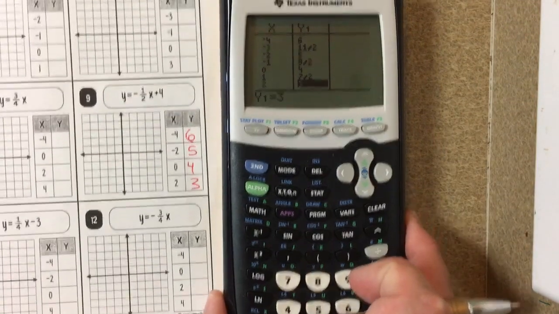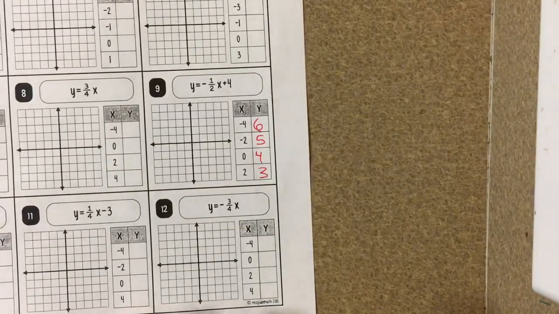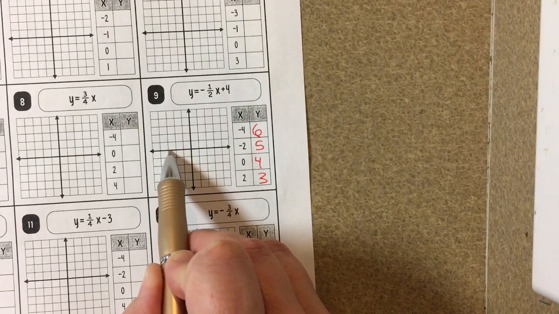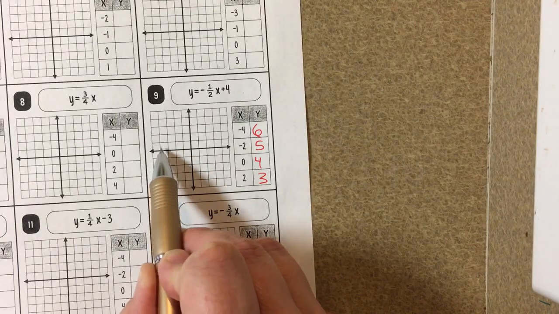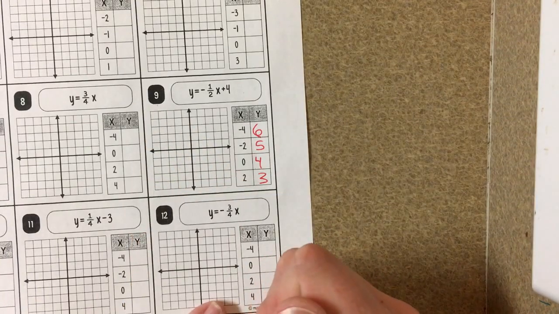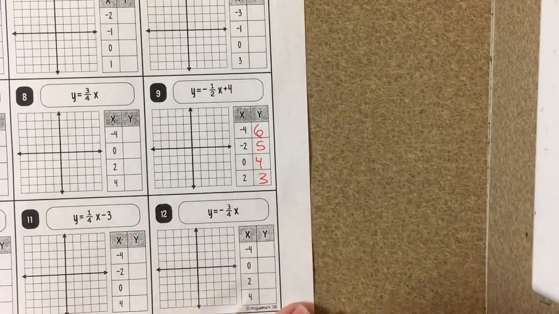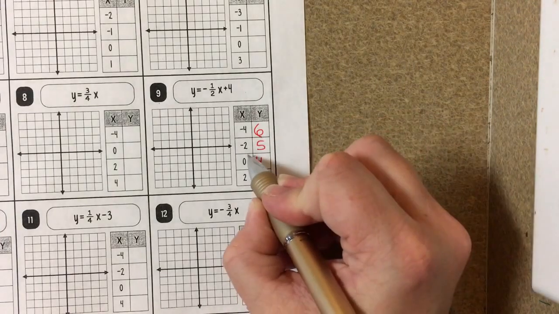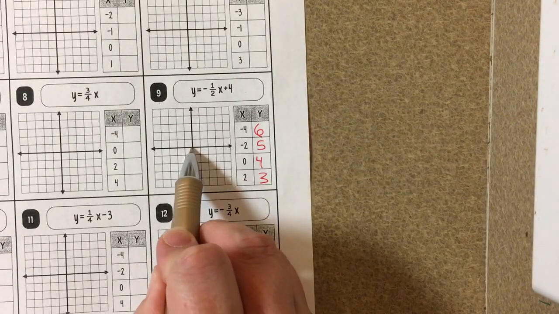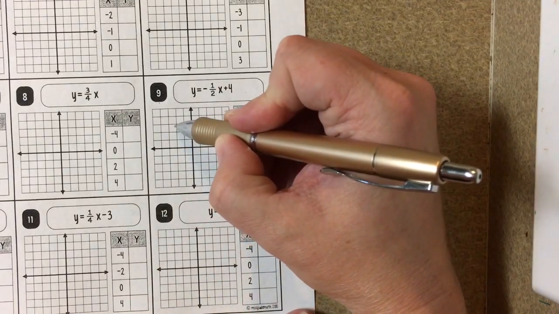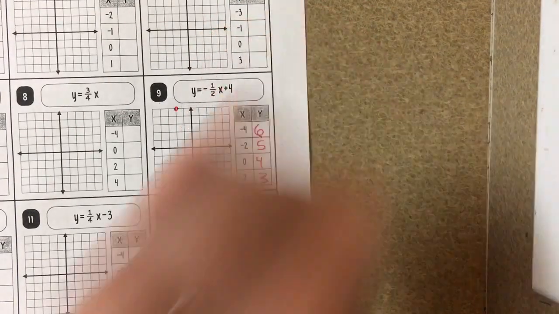So this is 0, 0. So for negative 4, I'd go to the left. 1, 2, 3, 4. And then I'm going to go up 6. 1, 2, 3, 4, 5, 6. It doesn't fit on my table. No big deal. I just need 3 points to connect to make the line. So I'm going to go to the next point. Negative 2, 5. Start at 0. Go to the left. 1, 2. And then up 5. 1, 2, 3, 4, 5.